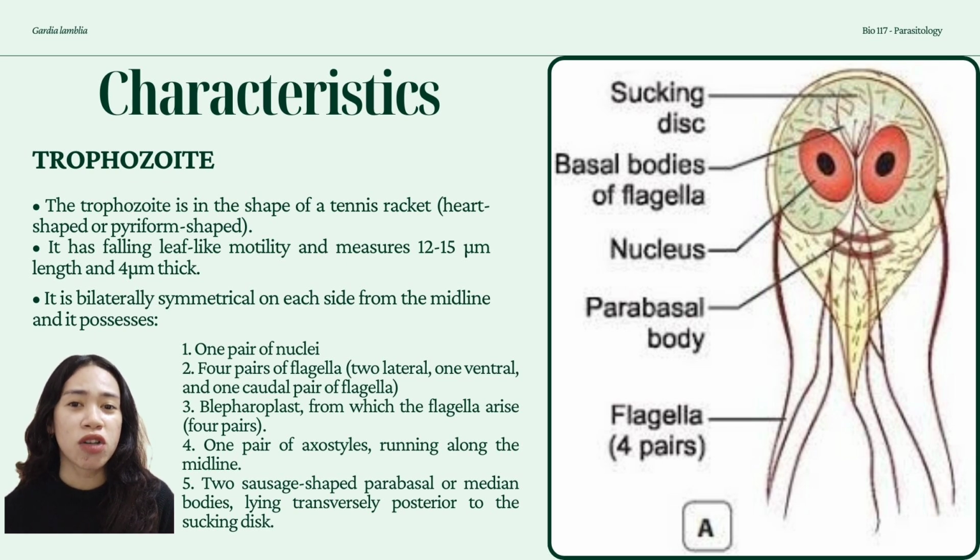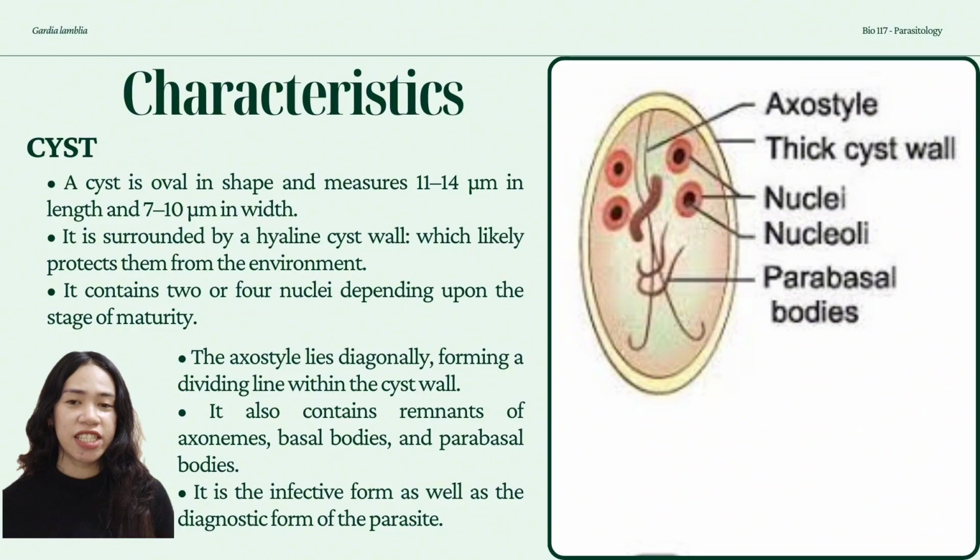One pair of axostyles running along the midline, and 2 sausage-shaped parabasal or median bodies lying transversely posterior to the sucking disc. Next characteristic or form of Giardia lamblia is the cyst.